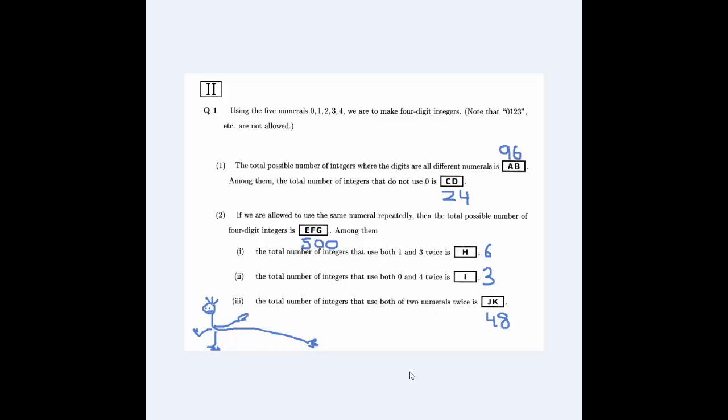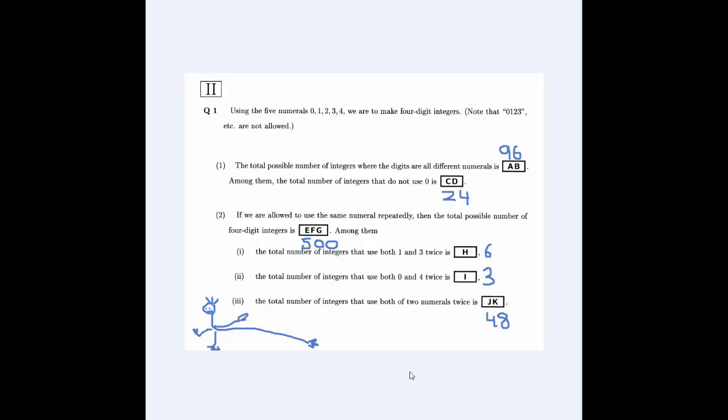2. Using the 5 numerals 0, 1, 2, 3, 4, we are able to make 4-digit numbers. Notice that numbers starting with 0, such as 0123, are not allowed. The total possible number of integers where the digits are all different numerals is 96. Among them, the total number of integers that do not use 0 is 24. If we're allowed to use the same numeral repeatedly, then the total possible number of 4-digit numbers is 500.